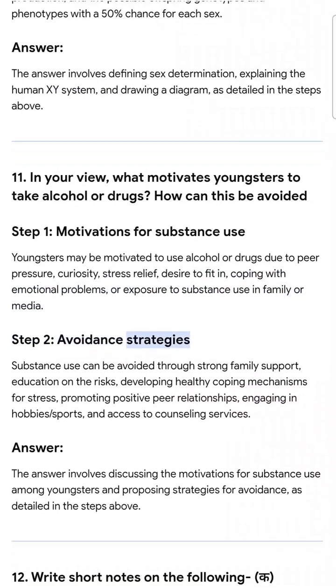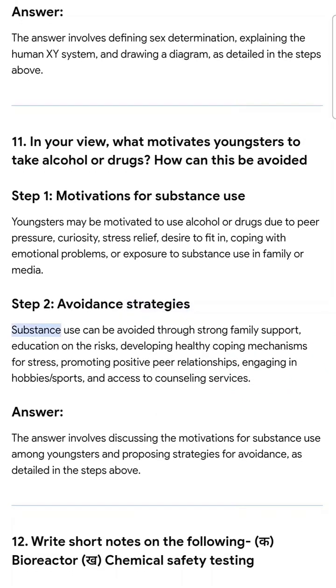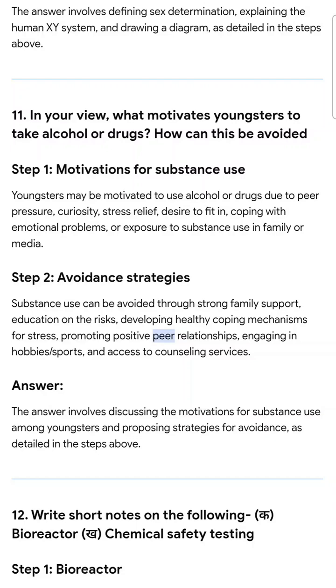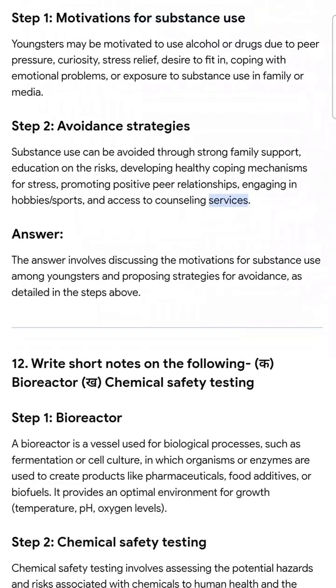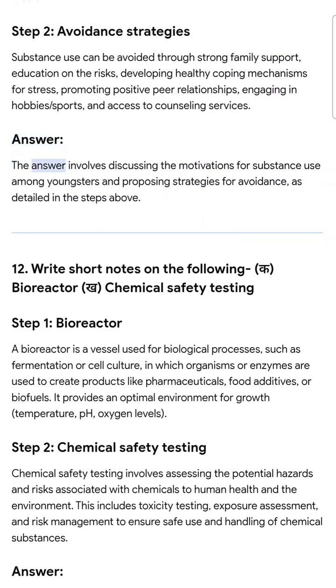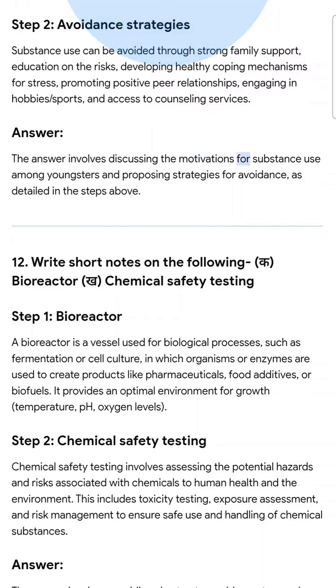Step 2. Avoidance strategies. Substance use can be avoided through strong family support, education on the risks, developing healthy coping mechanisms for stress, promoting positive peer relationships, engaging in hobbies, sports, and access to counseling services. Answer. The answer involves discussing the motivations for substance use among youngsters and proposing strategies for avoidance, as detailed in the steps above.